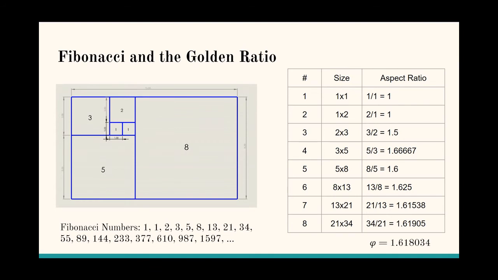And even just by the 8th step, where we have 34 divided by 21, the approximation of phi is already very, very close. And if we continue out farther with larger Fibonacci numbers, the approximation will get even better.